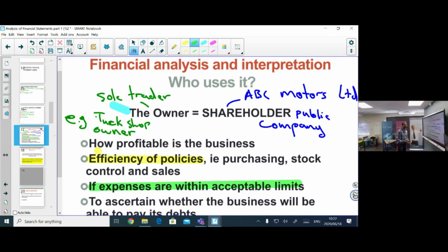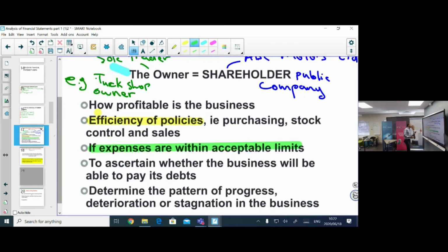So they have to cut costs. Or maybe when the company didn't do well, the directors decide to increase their salary and have a vacation also using the company's money, you see. So the shareholders want to see those things. You see that the expenses are within acceptable limits, and that those expenses were necessary, to ascertain whether the business will be able to pay its debt. That is important.